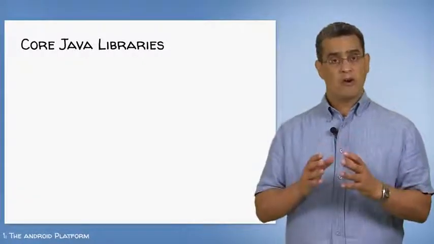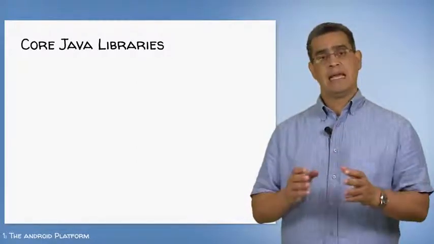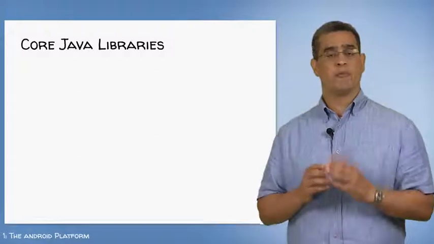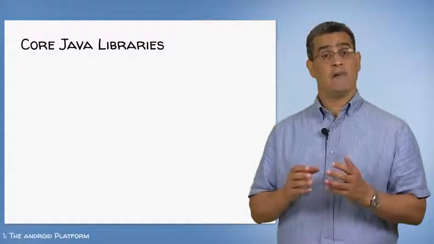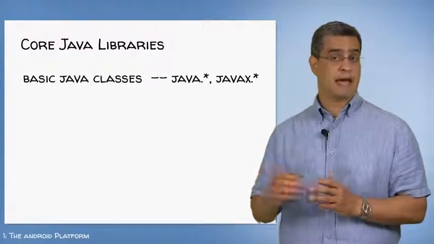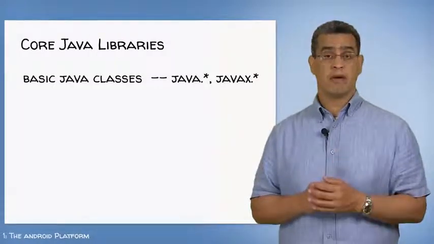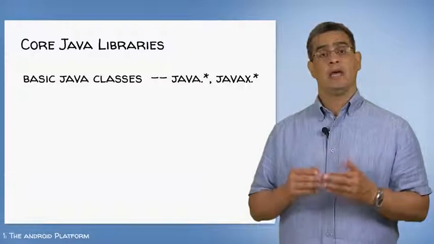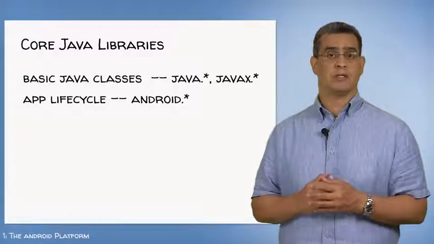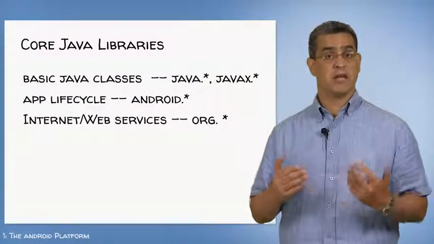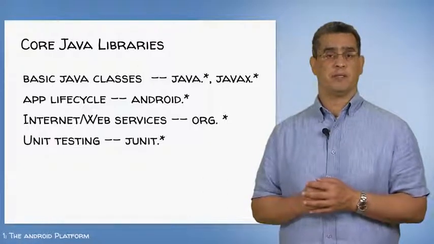Now first, Android applications are typically written in the Java programming language. And to make it easier to write applications, Android provides a number of reusable Java building blocks. For instance, the Java and Javax, or Java extensions, packages include basic software for things like common data structures, concurrency mechanisms, and file I/O. The Android packages have software that's specific to the lifecycle of mobile applications. The org packages support various internet or web operations. And the JUnit packages support the unit testing of applications.